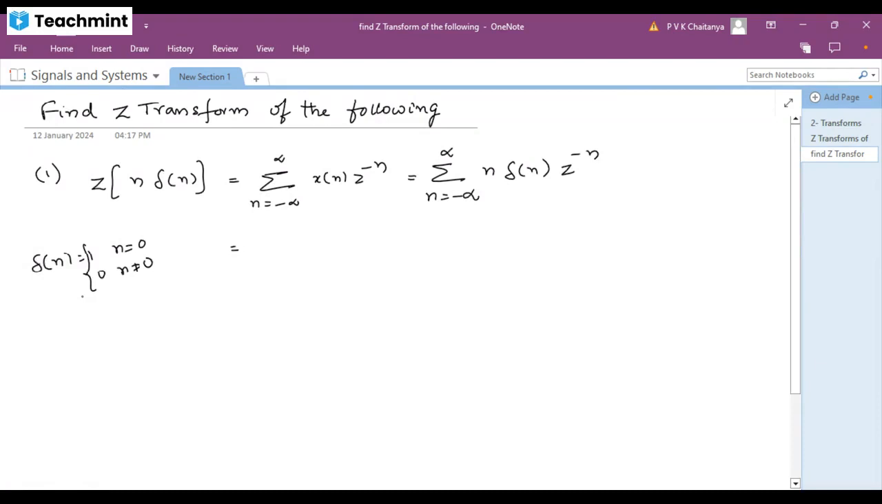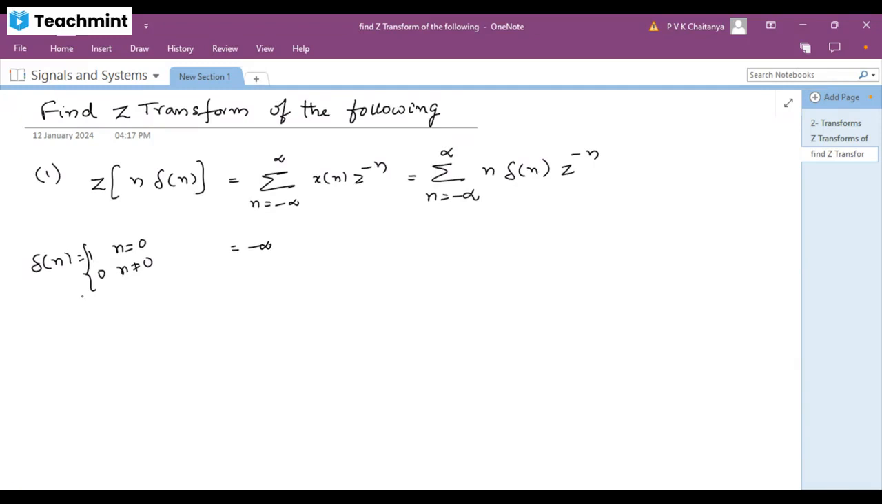So if n is equal to minus infinity to minus 1, del of n will be 0. For n from 1 to infinity, del of n will be 0. So del of n will be 1 only when n is equal to 0. So let us write it completely.